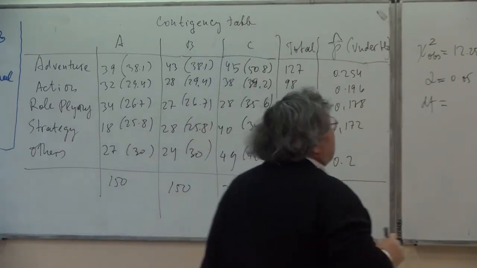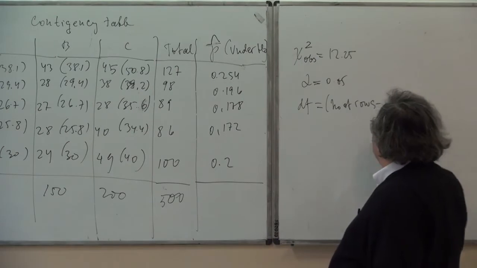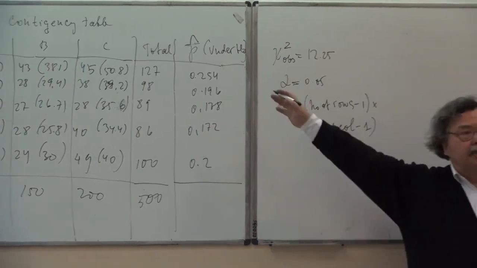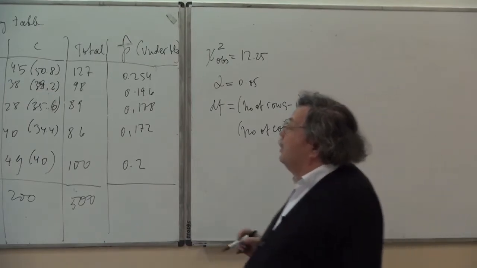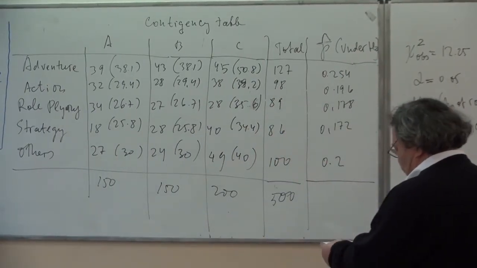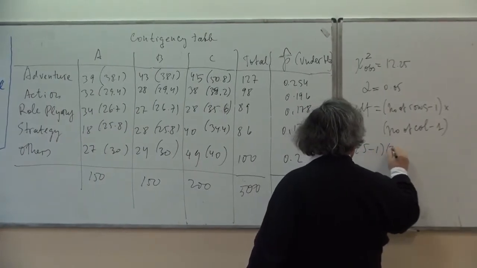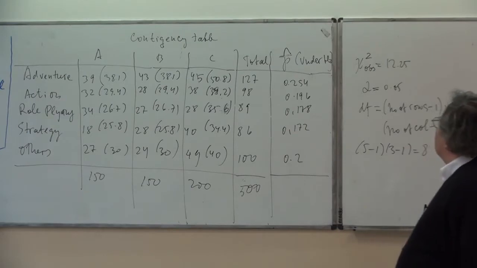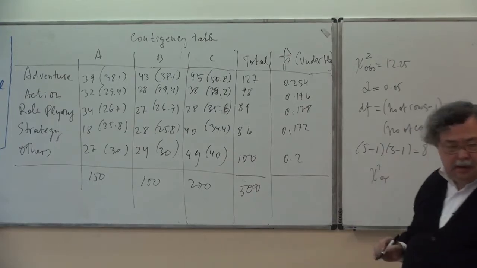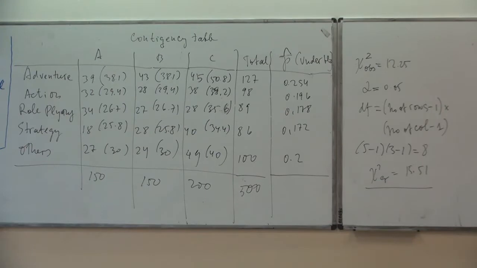So the number of degrees of freedom is computed as the number of rows minus 1 multiplied by the number of columns minus 1. Rows and columns refer to the contingency table. Well, we have five rows here and 3 columns here. So it's 5 minus 1 times 3 minus 1, and it's 8. So the number of degrees of freedom here is 8, and using a good table, chi-squared critical is 15.51.